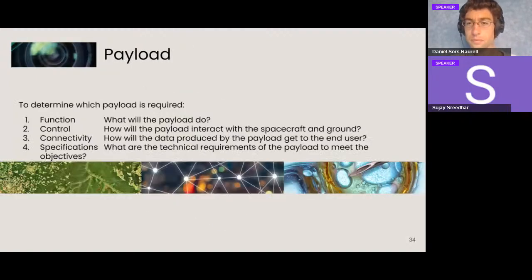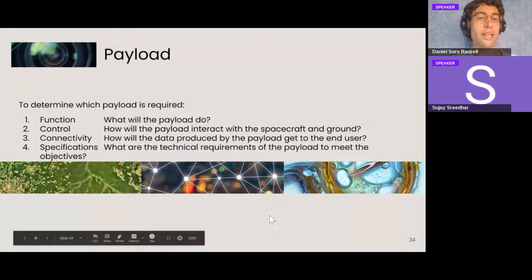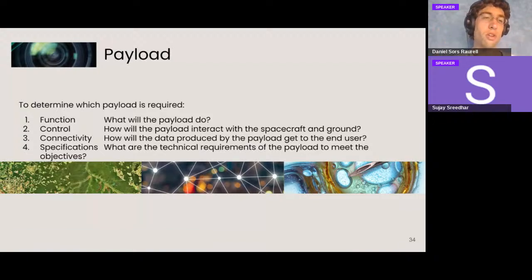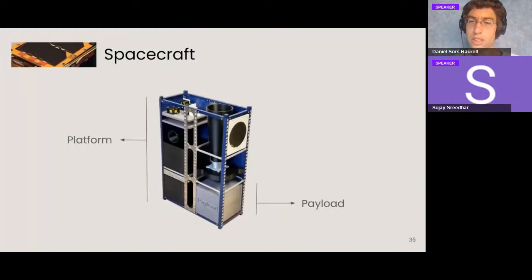And I think that if we go back in the biological one, if I select here, you might be able to see some examples. Otherwise, I'll show you later on how different payloads could look like in these three verticals. To define a payload, we will be answering these four questions here: which will be the function, how it will be controlled, the connectivity of it, and specifications regarding objectives that we've been already discussing. Perfect. So that's what concerns the payload.